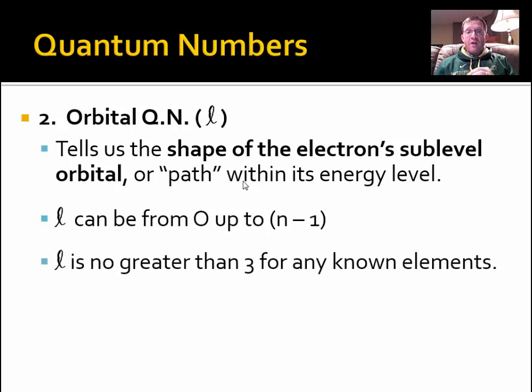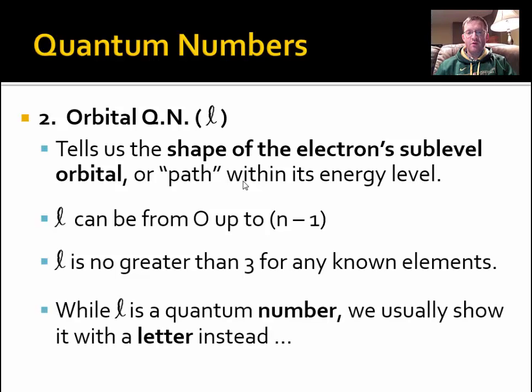For any known elements that exist today, there are no electrons that have any kind of L value greater than 3. Theoretically, they could, but they don't. We don't observe any electrons that have an L value or an orbital quantum number of greater than 3. So the only orbital quantum numbers that we're ever going to see will be 0, 1, 2, or 3. And trust me, that's going to be really good news because it keeps things a lot simpler for us.